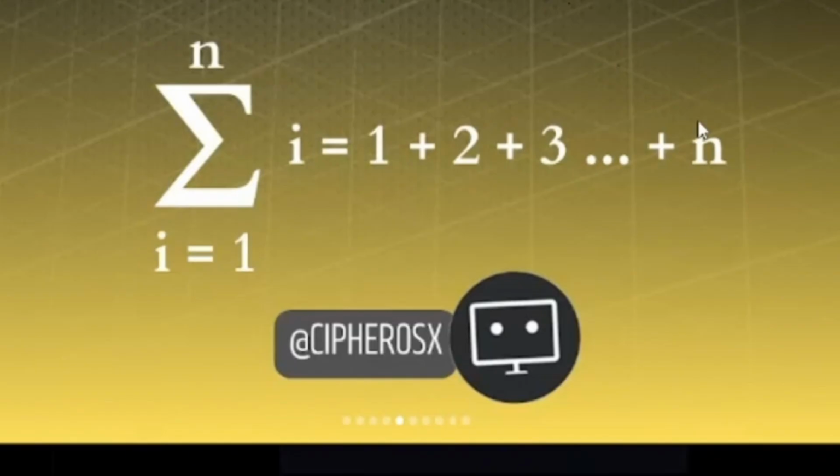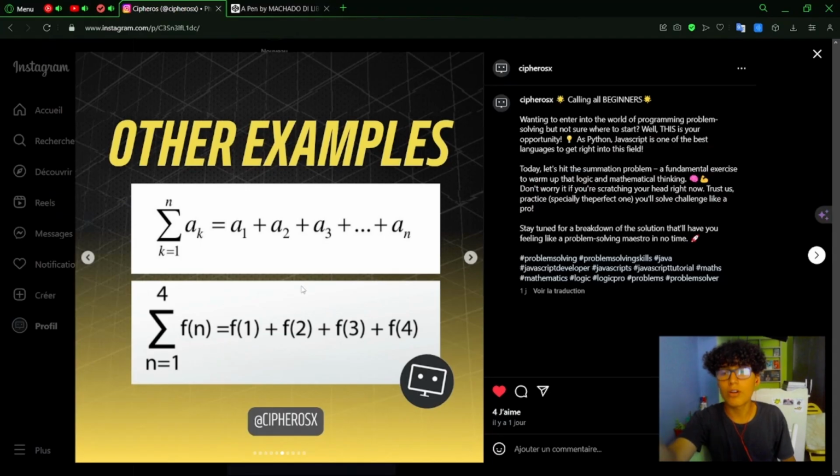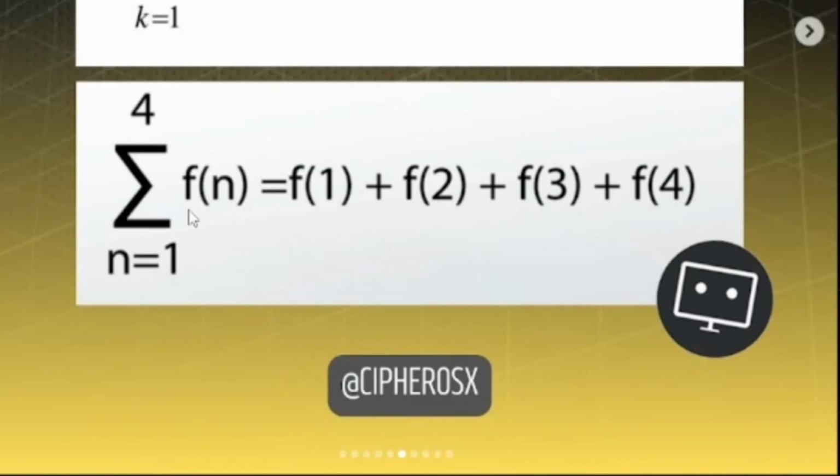If I is squared, I'm going to get 1 squared, 2 squared, 3 squared, 4 squared, until n squared. For example, if n is 10, until 10 squared, and they will be added all together. We have other examples here, okay? The expression is f of n, starting at 1 and finishing at 4. So we'll get f of 1 plus f of 2 plus f of 3.